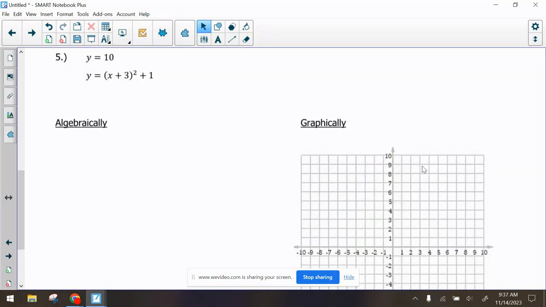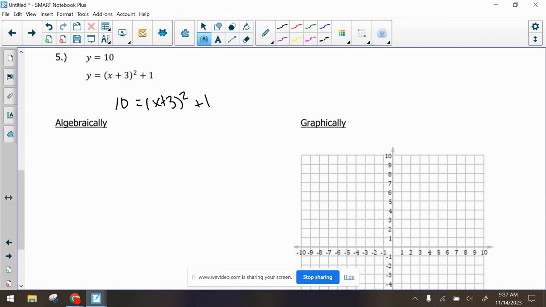So moving on to the next one, we've got y equals 10 and y equals (x plus 3) squared plus 1. So I'm going to start algebraically. So I'm going to set those two functions equal to each other. They're both already equal to y, so we're good to go there. So 10 equals (x plus 3) squared plus 1. From here, we're going to subtract 1 on both sides. So 9 equals (x plus 3) squared. And then we're going to square root both sides. So square root of 9 is 3, and we need the positive and the negative.